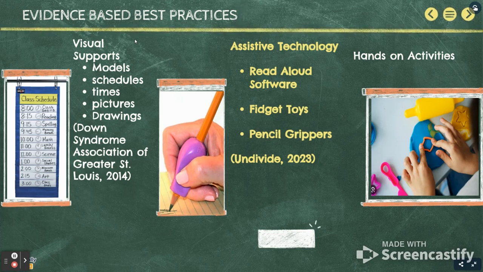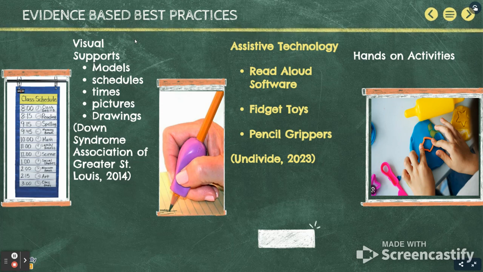One of the primary accommodations that you can make for any classroom is including visual supports. And then some examples of visual supports can include class schedules, models, timers, pictures, and drawings. As previously noted, students with Down syndrome tend to have a short attention span and may have hearing loss. So providing visual support such as timers and class schedules allow the student to know what to expect in their daily routine and how long they're expected to do that task for.